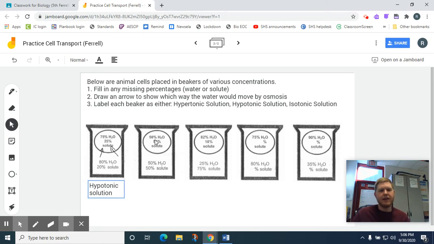Now, if we look here, number 2, the second beaker, 50% water, 50% water. So this one's easy. This one is an isotonic solution. This is the one that most people understand first. This is an isotonic solution. Now, the part that is tricky for people is the arrows. So a lot of times we think it's the same size, so no water is moving.